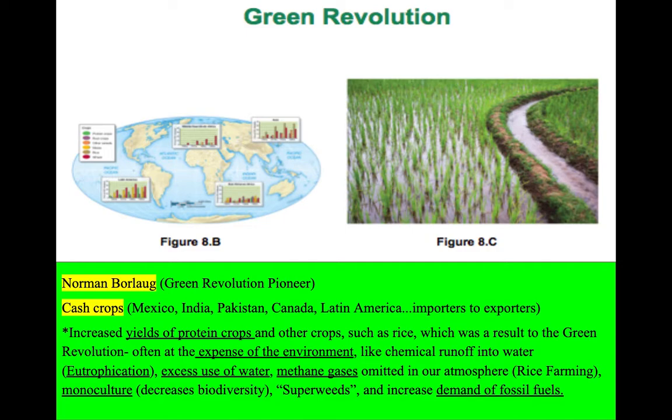But there is an expense on the environment because of eutrophication, the increased use of fertilizers that seep into our waterways, known as eutrophication, the methane gas. Gases from rice farming, the monoculture, stripping the land of nutrients, creating superweeds that are resistant to herbicides, and also the increase of fossil fuels.